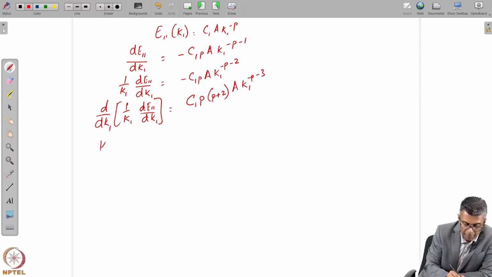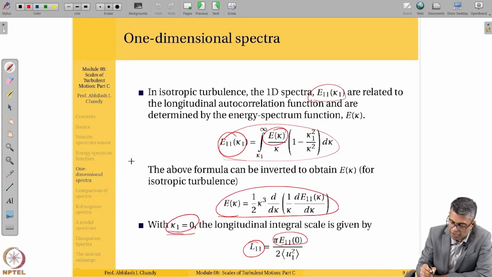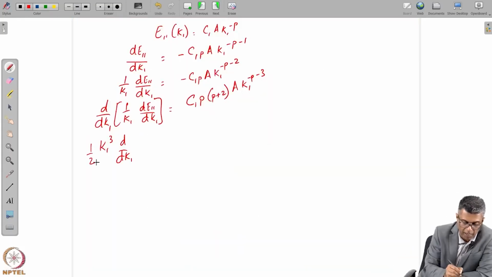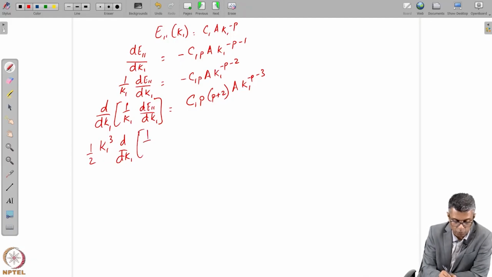Then let's say I multiply by kappa 1 cube d kappa 1. You see where I'm getting this? I am getting this from this equation here. I took a derivative, then I divided by kappa 1, then I took a derivative again, and then I'm multiplying it by kappa cube. Of course, I have to multiply by half as well. So I multiply by half kappa 1 cube d kappa 1 of this expression, 1 over kappa 1 dE11/d kappa 1.